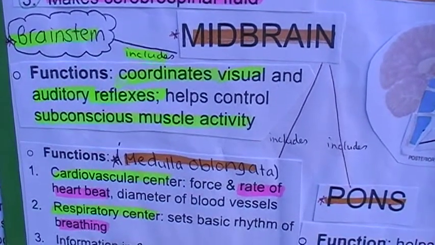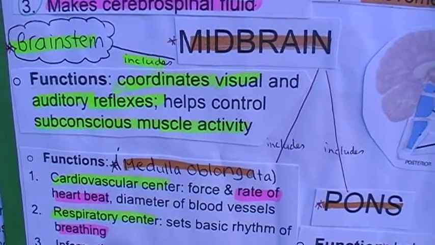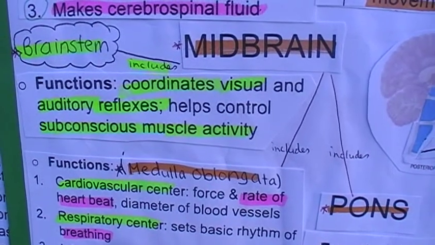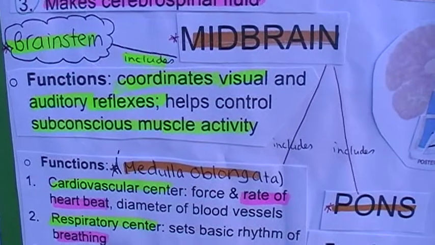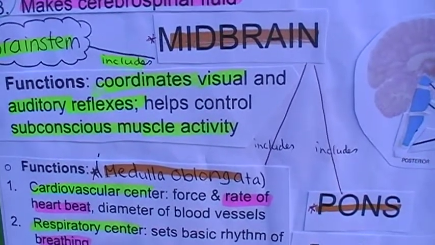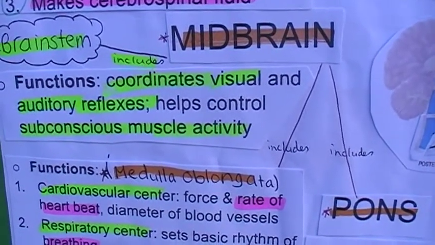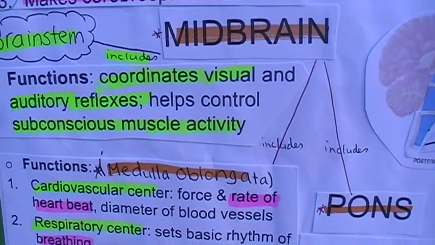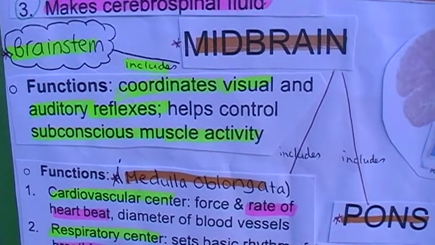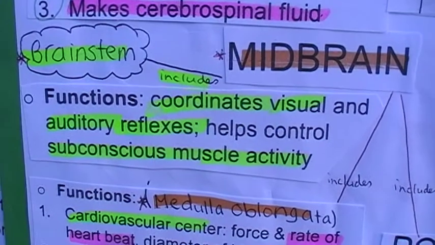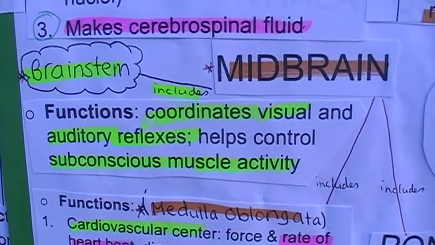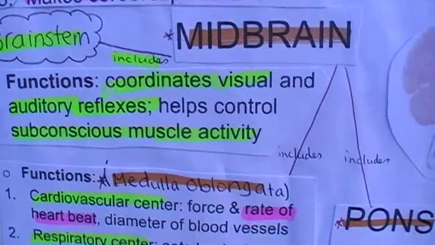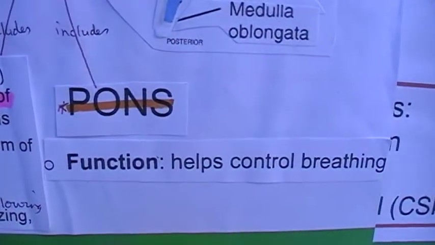The brainstem includes midbrain, medulla oblongata, but in between those, like a sandwich, is the pons. The pons is in the sandwich. Midbrain, pons, medulla oblongata. The midbrain coordinates visual and auditory reflexes. The pons helps control breathing.